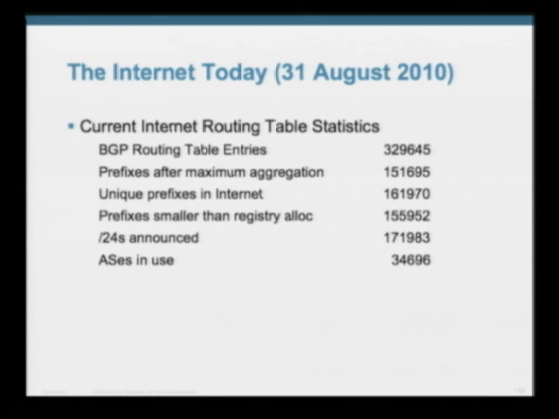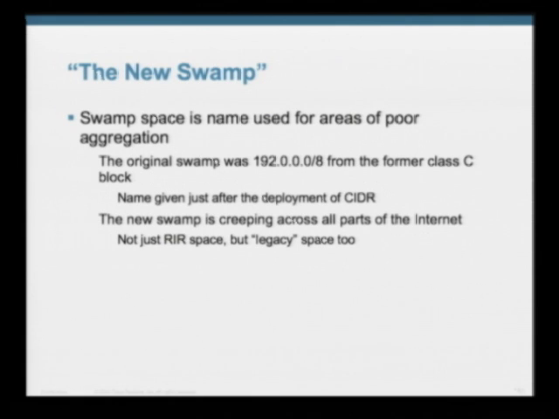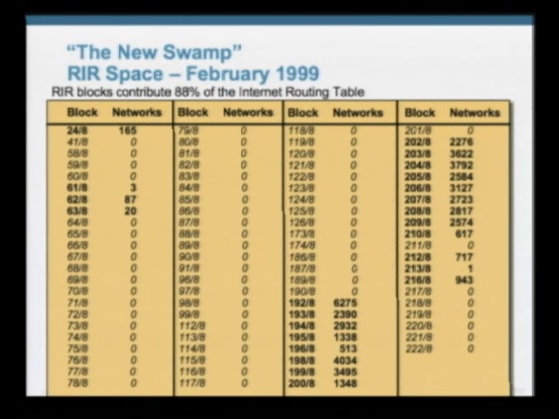So yes, other things here. /24s, 171,000 /24s on the 31st of August. Almost 35,000 autonomous systems. What else? So it's kind of the new swamp space. I've just put some in comparison. February 99 is when I started doing this. The registry blocks contributed 88% of the routing table. So that was the size.